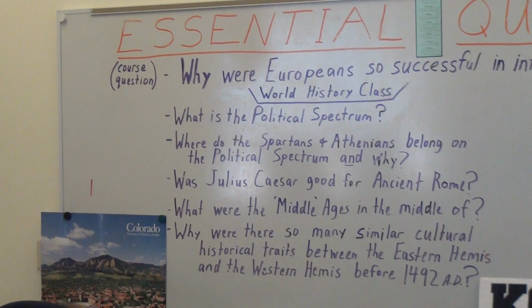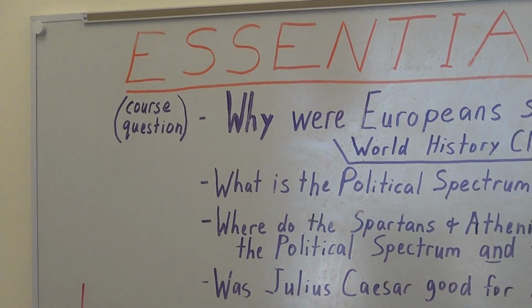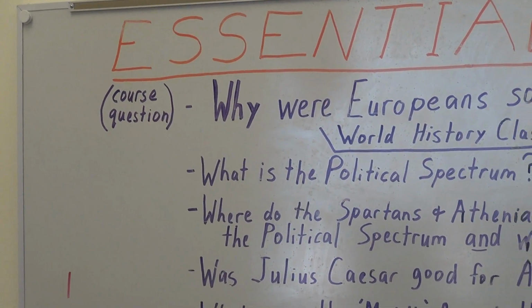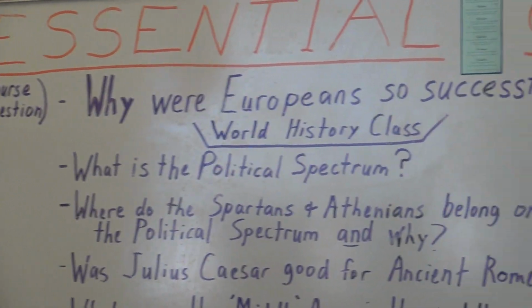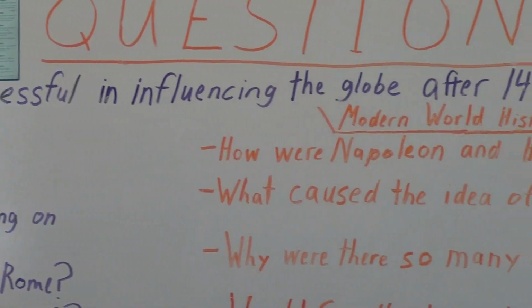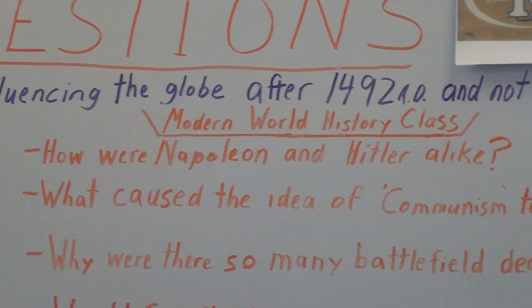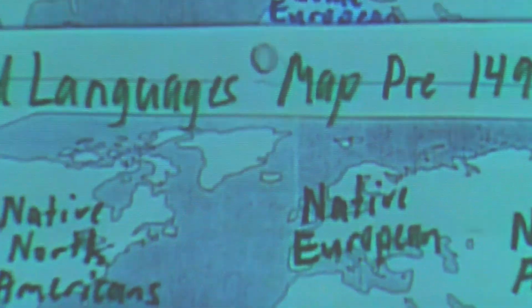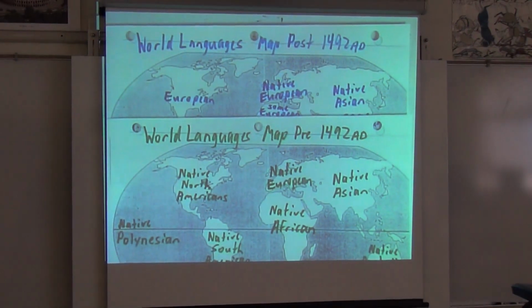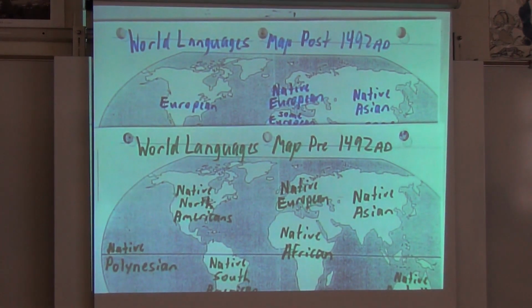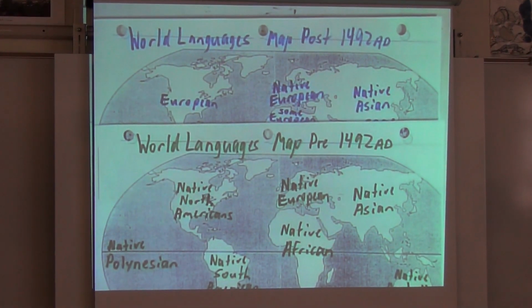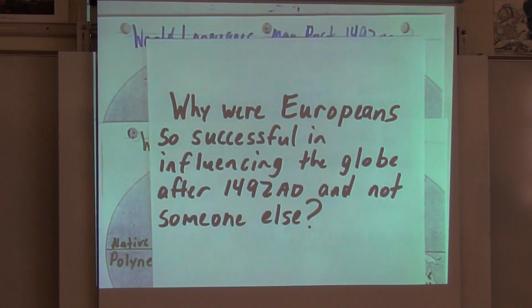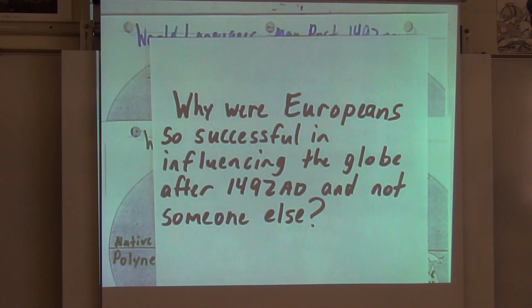We'll get to those. But what I really have across the top is what I call the course question. The course question is, why were Europeans so successful in influencing the globe after 1492 AD? And here's the key, and not someone else. Once again, why were Europeans so successful in influencing the globe after 1492 AD and not someone else?